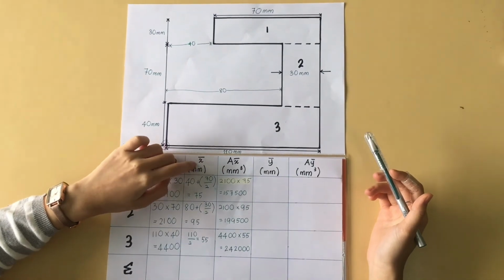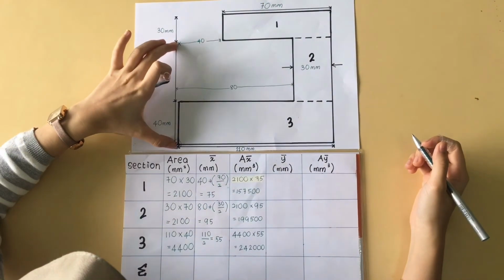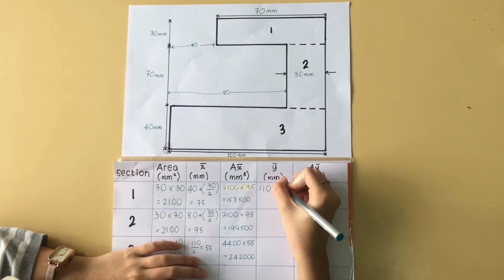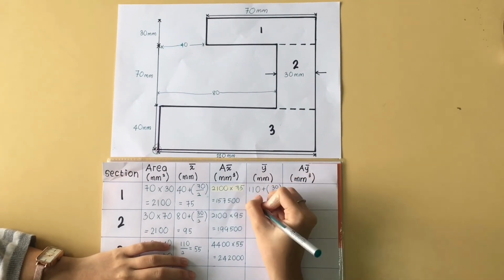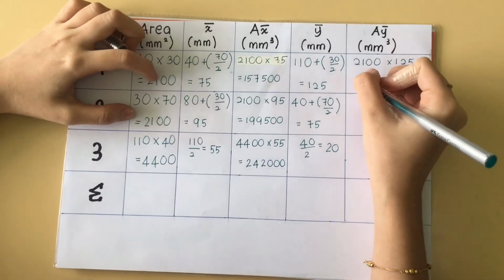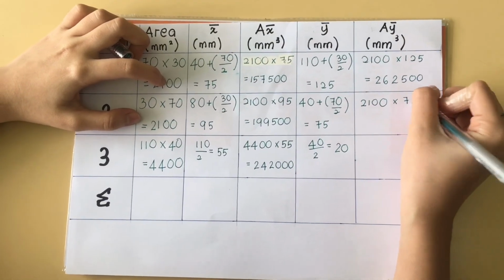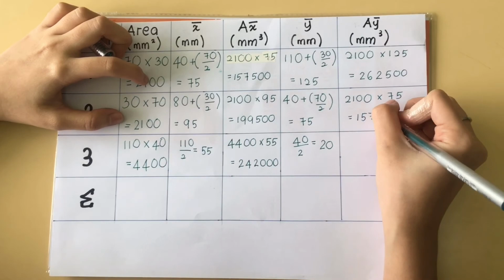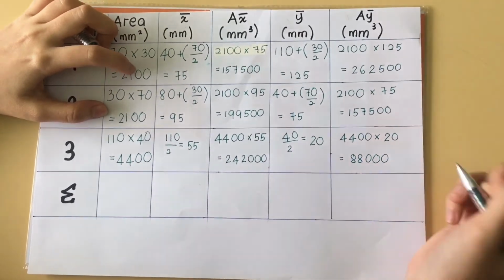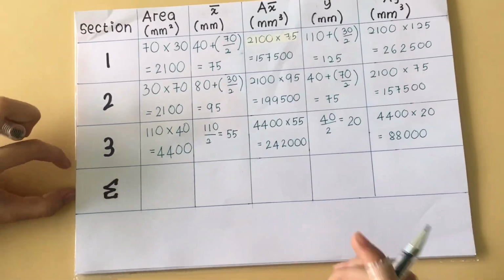And then we are going to find Y bar, but this one is from the Y axis. It also needs to be added with the length of the object to the datum. And for the last column is A Y bar, which is area times Y bar. Last but not least, you have to total up everything and fill in the table.